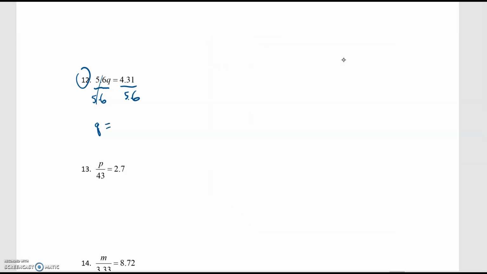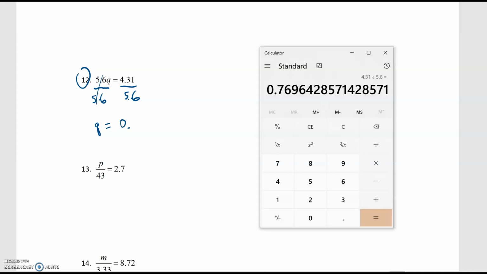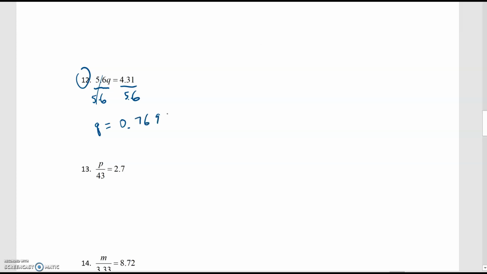My calculator keeps disappearing. 0.76964. If you want to round to say 4 digits, here's the cutoff. The number after the 6 is a 4. That means round down, because the rule is less than 5, you round down. So 0.7696. That means that if you multiply 5.6 by q, 0.7696, you would get 4.31.